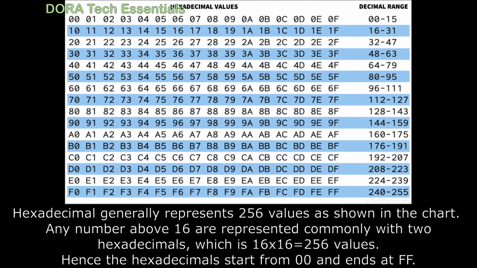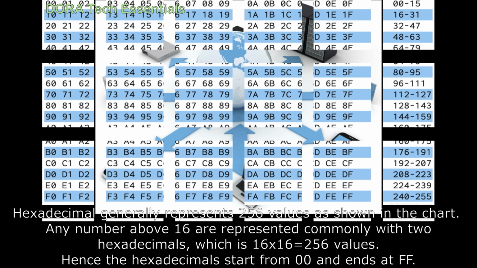Hexadecimal generally represents 256 values as shown in the chart. Any number above 16 is represented commonly with 2 hexadecimals, which is 16 x 16 equals 256 values. Hence the hexadecimals start from 00 and end at FF.